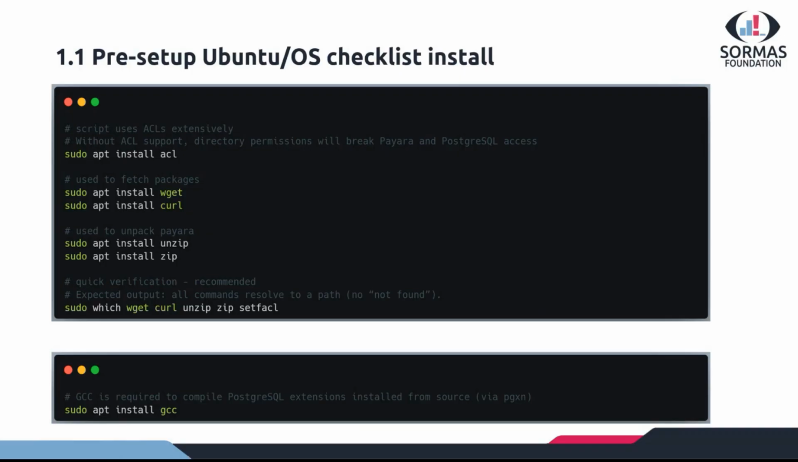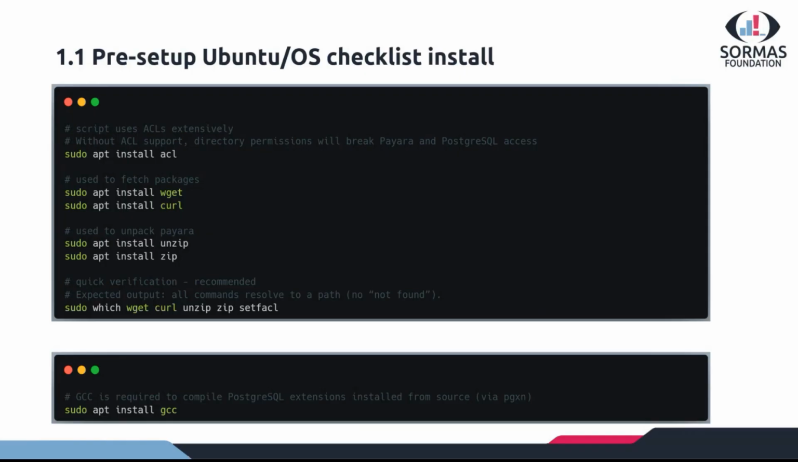So you can use the last command, which wget curl unzip zip setfacl. The idea is that the output for that command should give you a list of the paths to these commands on the system. If any one is missing, then please reinstall that specific package.